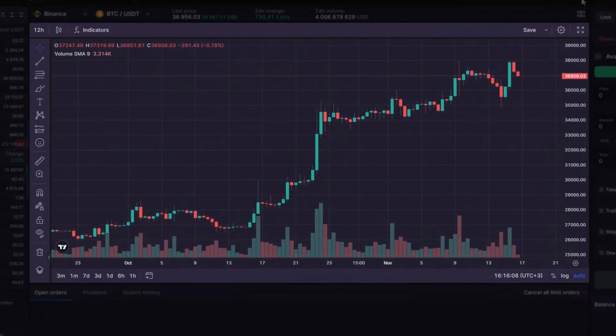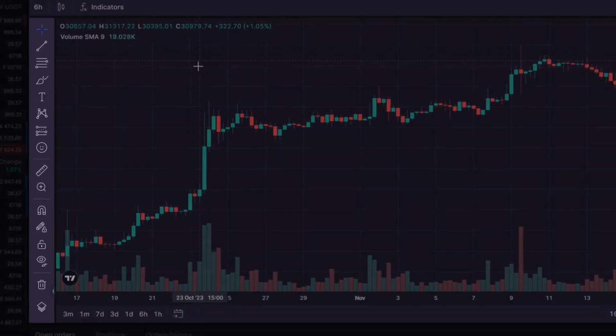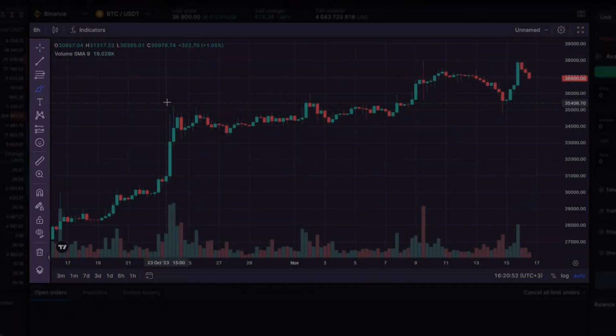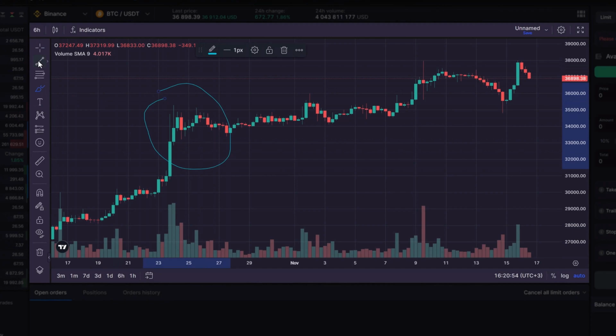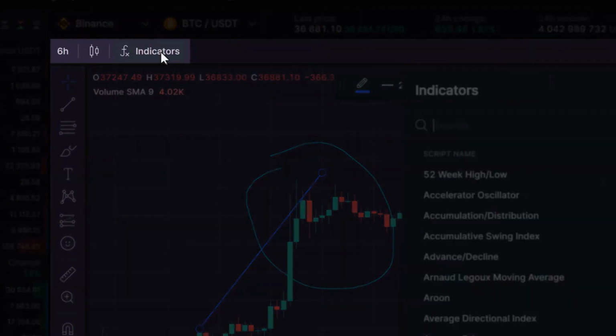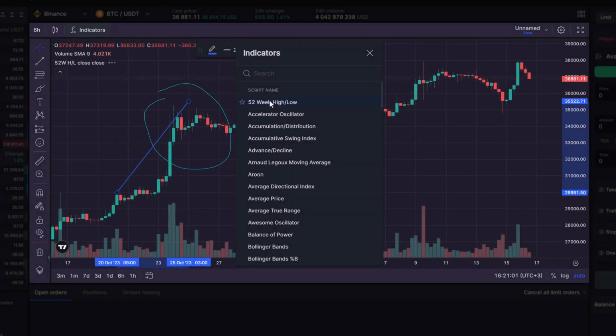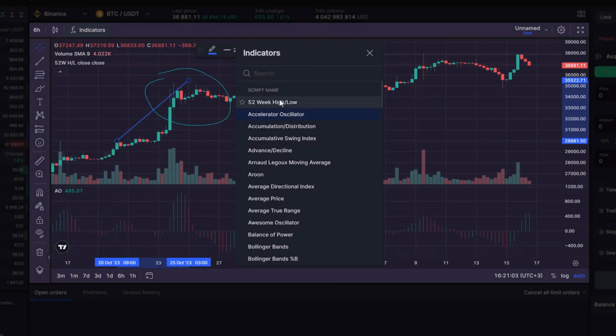Immerse yourself in the charting universe of Bitsgap. With an array of tools at your disposal on the left, draw, annotate, and strategize over the interactive charts. Tap into indicators to align your analysis with market trends and explore in-depth candlestick data with ease.